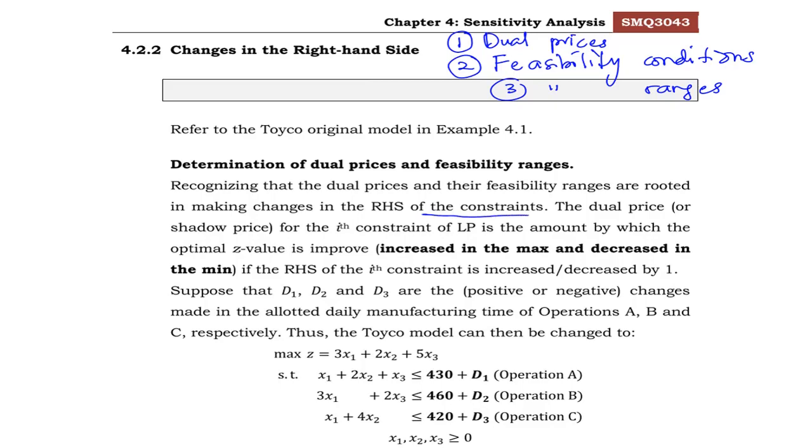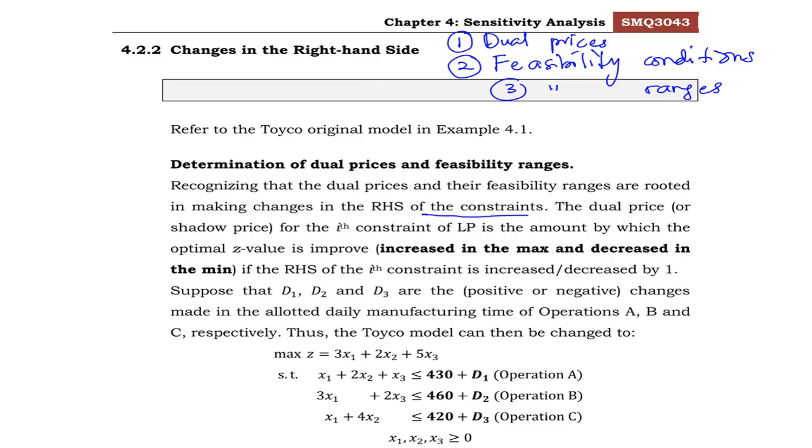The dual price, also known as shadow price, for the ith constraint of an LP is the amount by which the optimal Z value is improved, an increase in the maximization problem and a decrease in the minimization problem, if the right hand side of the ith constraint is increased or decreased by 1 unit.